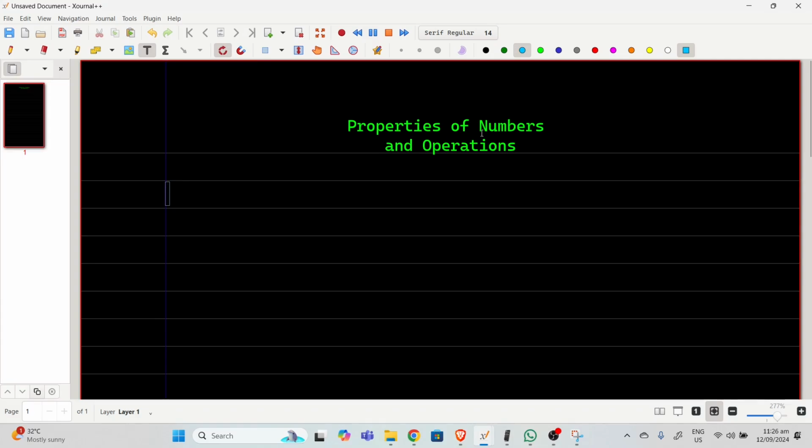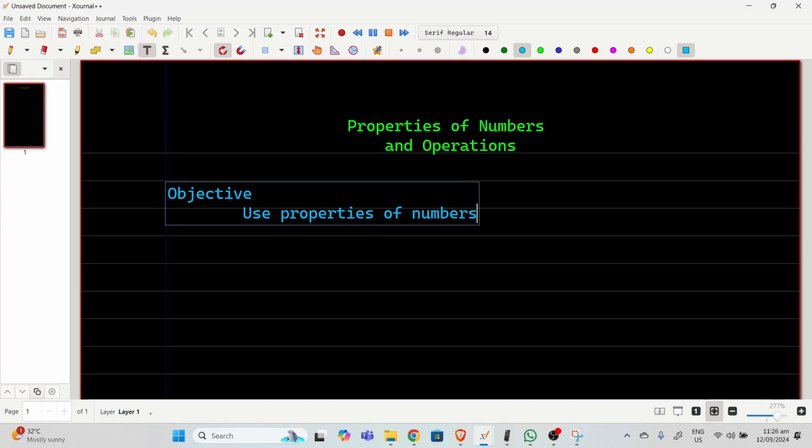hopefully the title conveys it. So let's say objective. The objective for today is to use properties of numbers and operations in computational tasks.